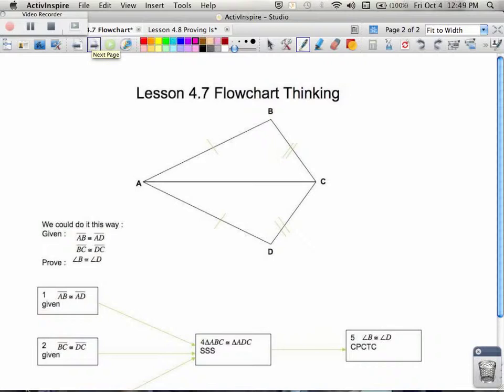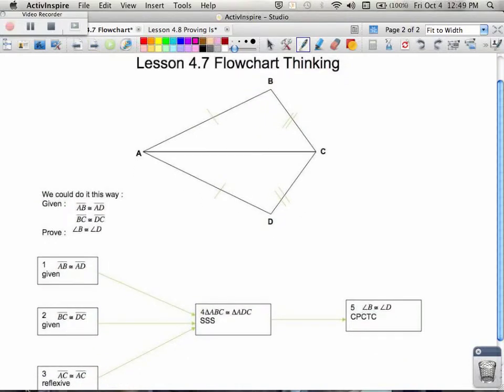So in our next diagram here, we have these same pictures that we had before. We have the AB is congruent to AD. They tell us that in the given information. So I write that down in a box. The first line in the box you'll notice is the statement that the two sides are congruent. And beneath that in the box is the reason that they are congruent, which is that the information was given.